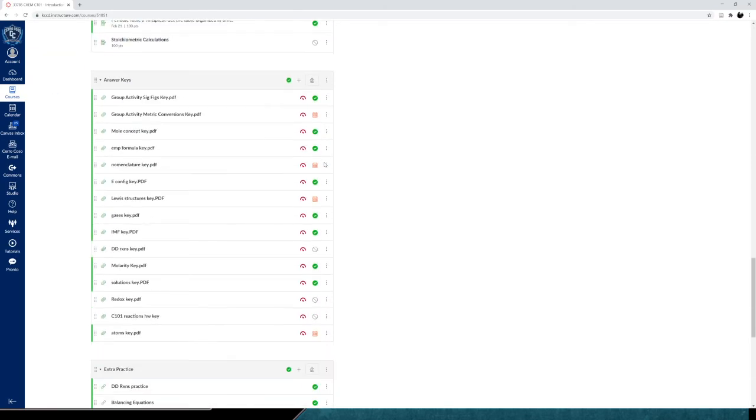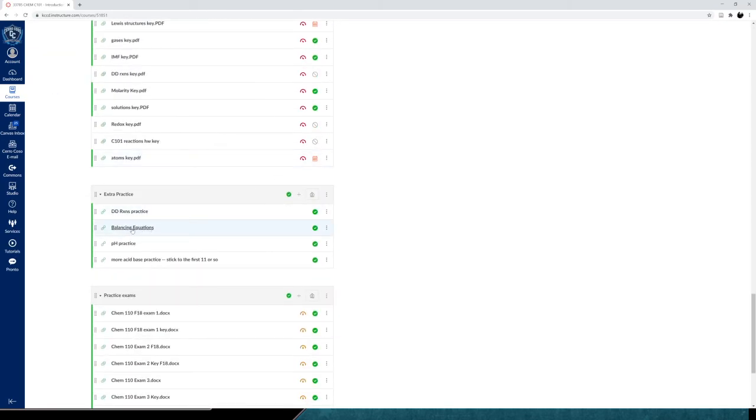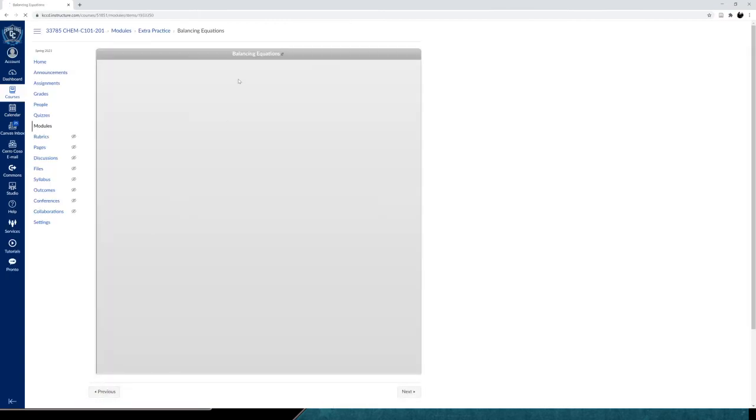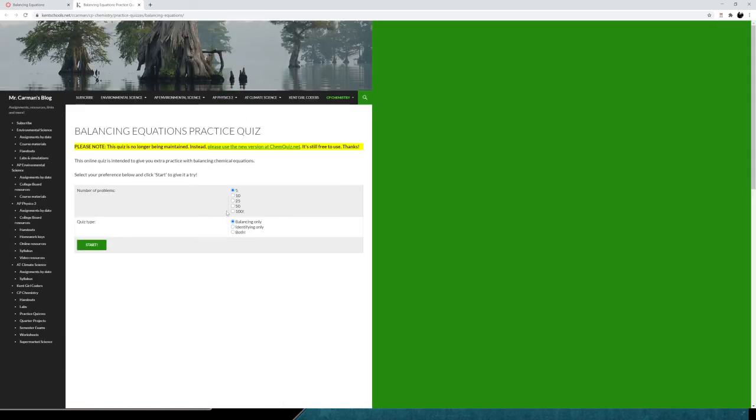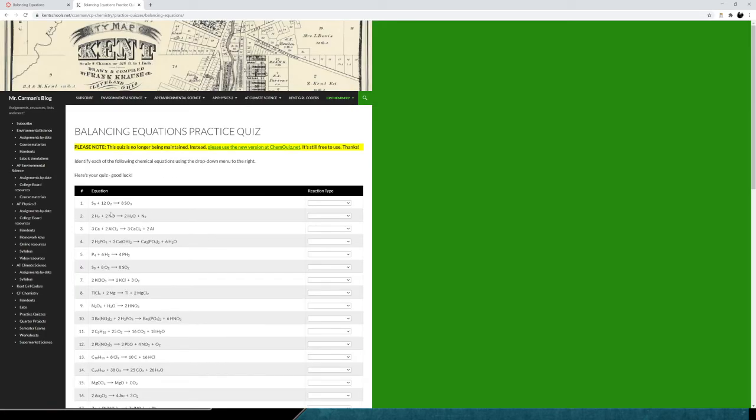There's also, if you just go to this balancing equations, even though we haven't talked about balancing equations yet, this is actually a website, so we'll just go to it. You can say, okay, I want 50 problems on identifying the type of reaction. And so let's look at these ones. What type of reaction is this first one going to be?